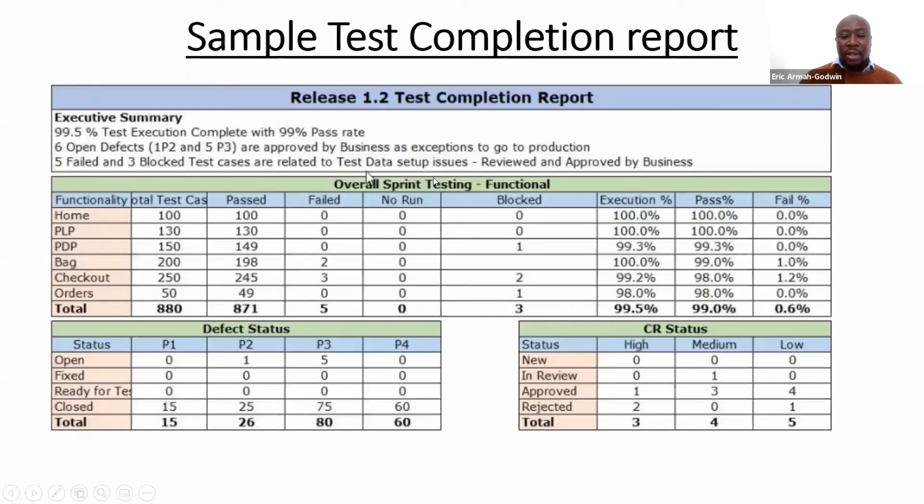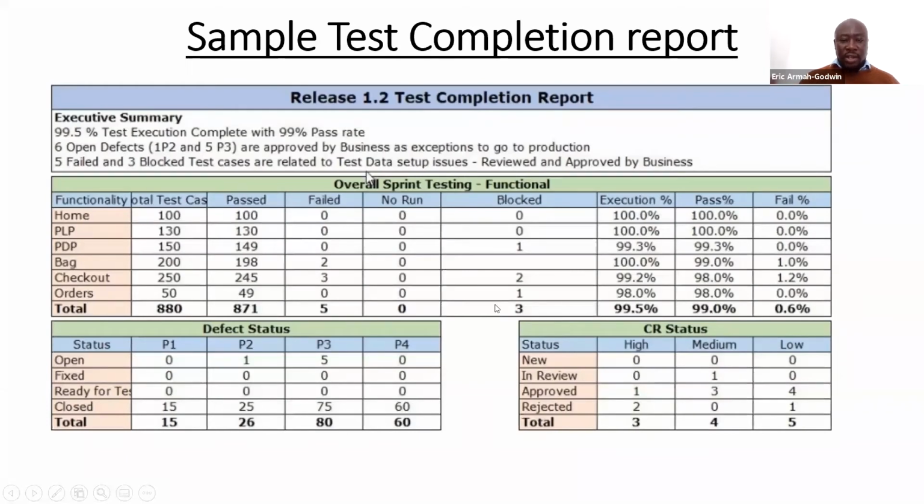Here is an example of a test completion or test exit report. You can see here in the executive summary, clearly stated, 99.5% of test execution is completed with a 99% pass rate. And you can see some text written there. People will be asking questions from this report. Stakeholders want to know, how come we've got three blocked bugs?